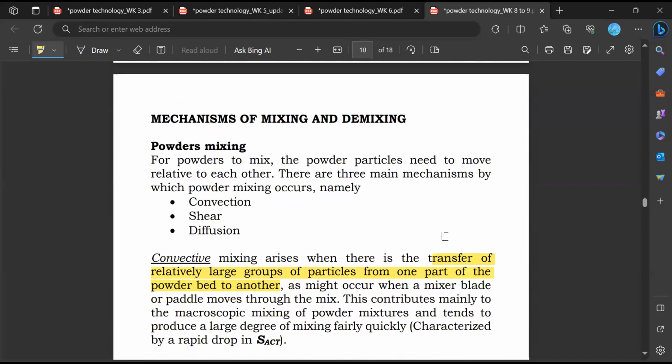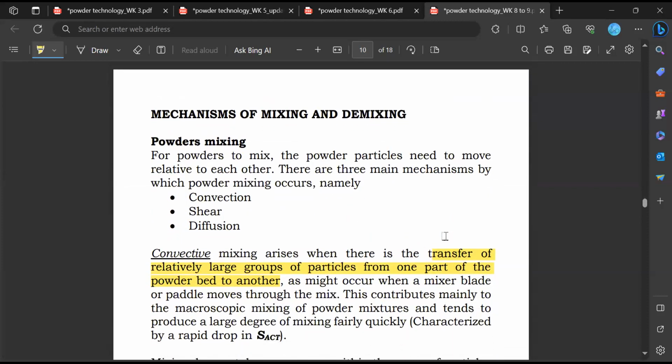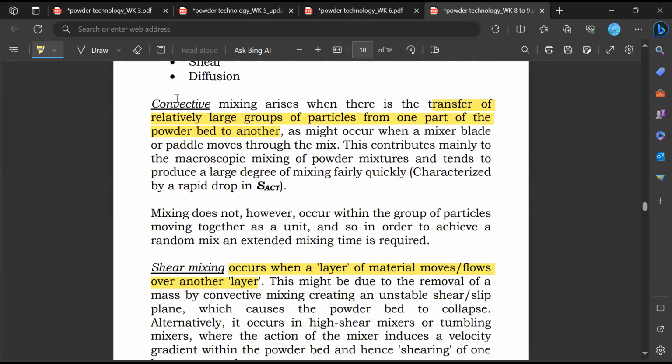So we can just go to mixing. When you have to mix powders, there are three types of mechanism. First one is the convective mixing, where there's a transfer of large groups of particles from one part of the powder bed to another. So it's just large groups of particles, not individual particles being mixed.